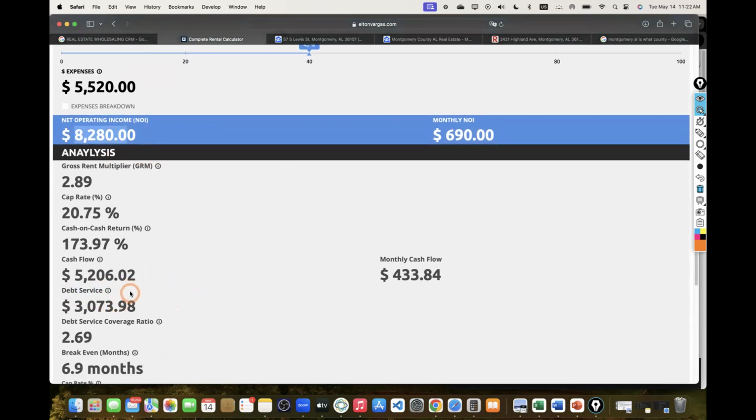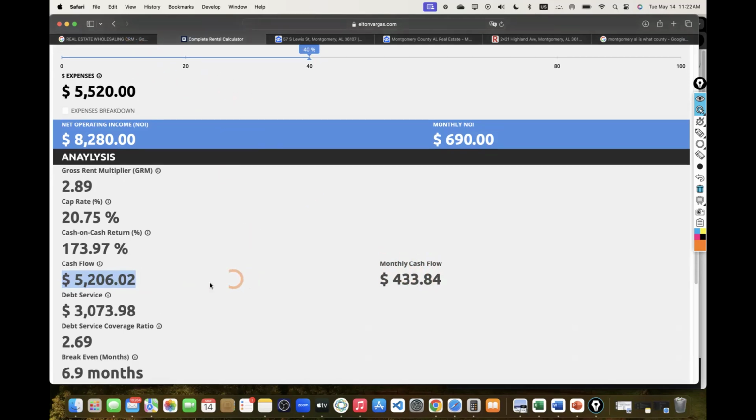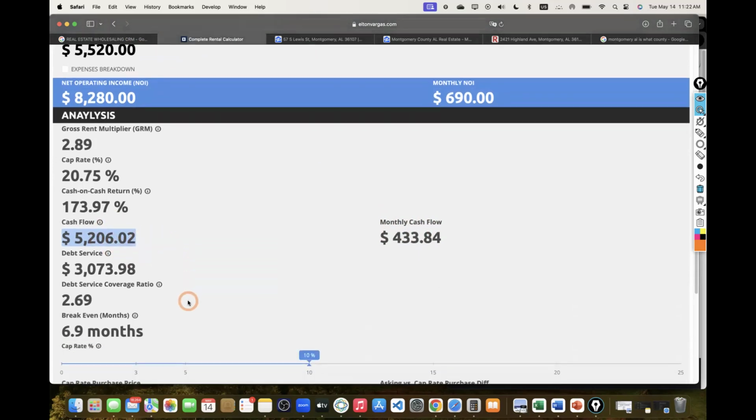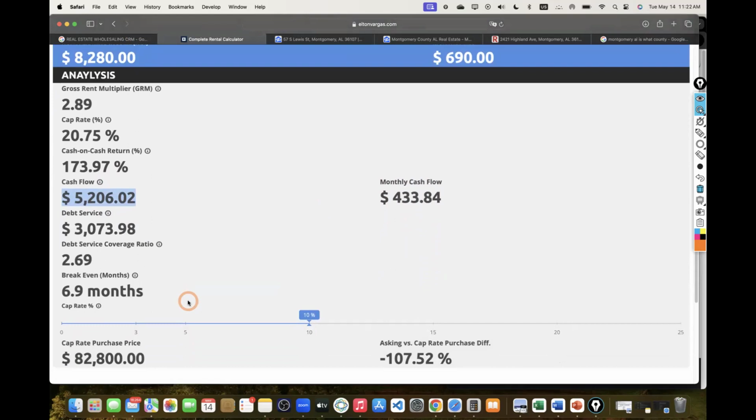By the way, this property is cash flowing positively, awesome, which I had a feeling, for $5,206, which is a total cash flow of $433 a month. But of course, this property does need some updates as well. So we have to be bringing in again $30,000 more into it. That's going to make some adjustments on our cash flow, but the property can still rent.